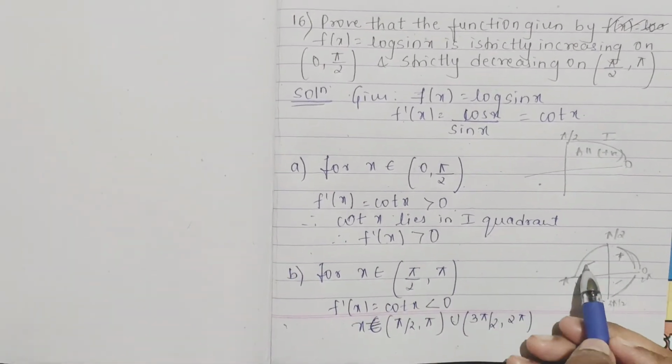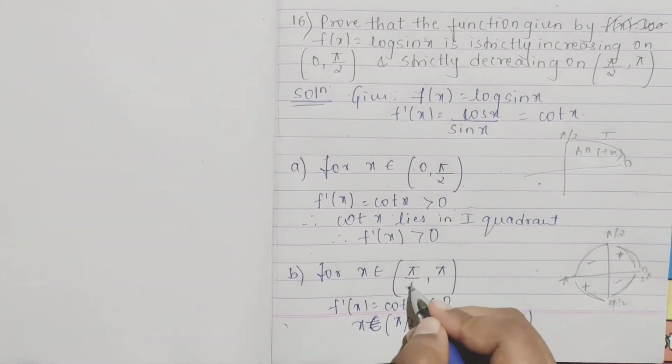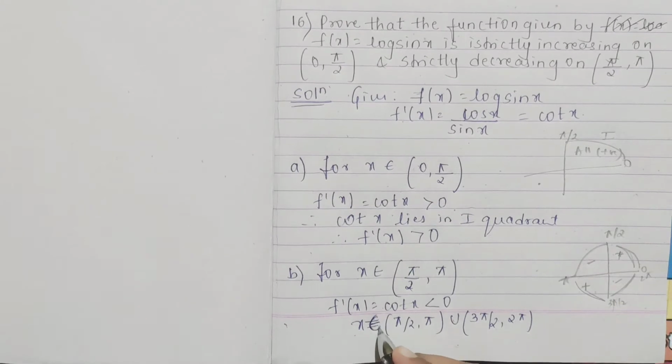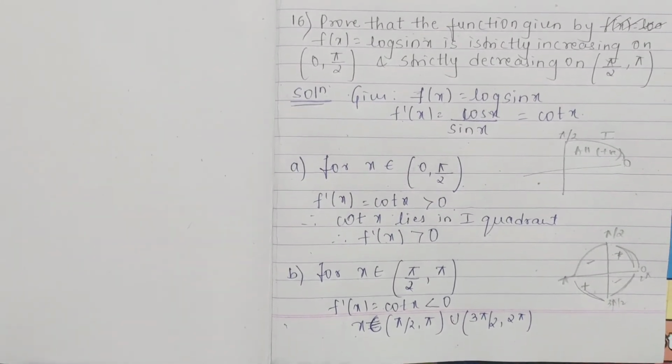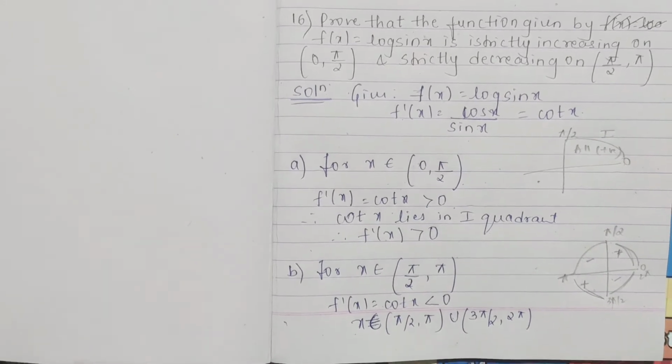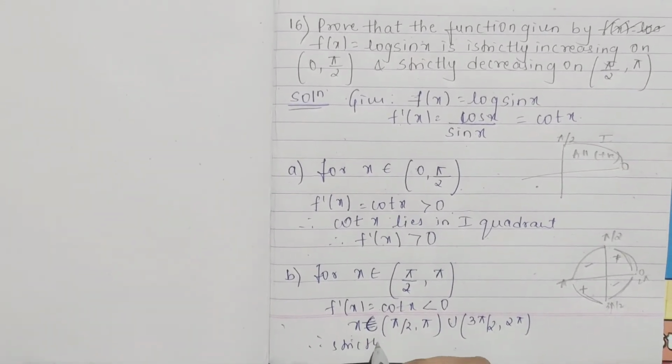So you can see here it is negative, so you can write f dash of x is negative in pi by 2 to pi. This property: when it is negative, x belongs to pi by 2 to pi union 3 pi by 2 to 2 pi. If you take it like this, you will get it is negative only. So it is strictly decreasing.